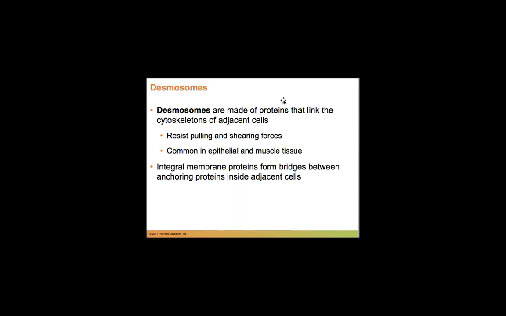Desmosomes. So desmosomes are made up of proteins that link the cytoskeleton of adjacent cells. Now we're talking about the cytoskeleton. Therefore, we're going to start talking about resisting pulling and the shearing forces that can act on a cell. Your desmosomes are going to be common in our epithelial and muscle tissue.